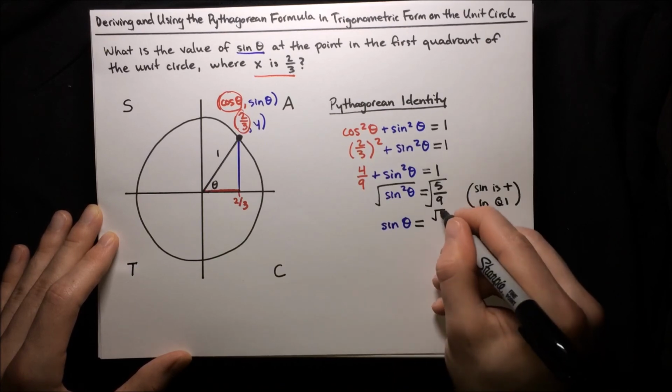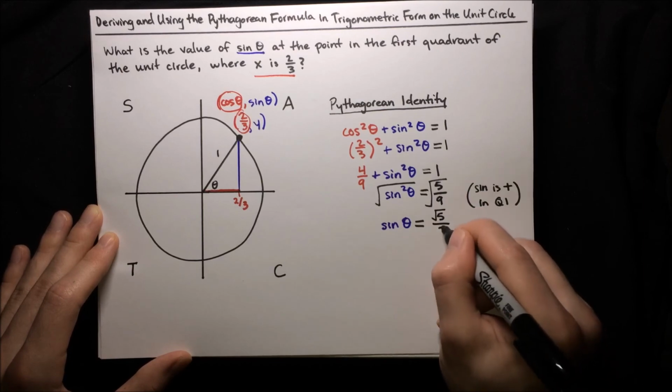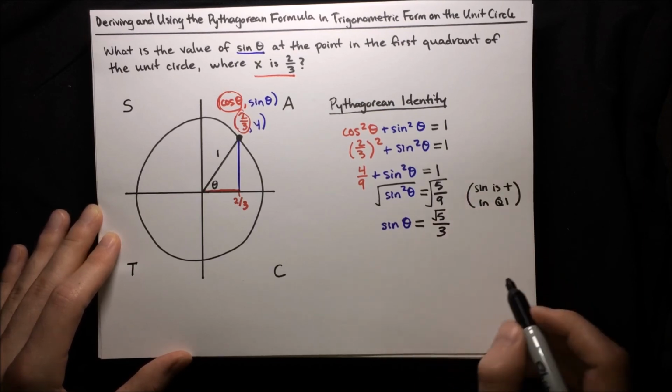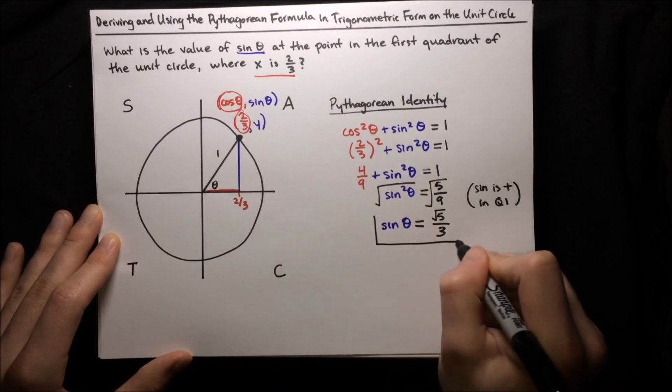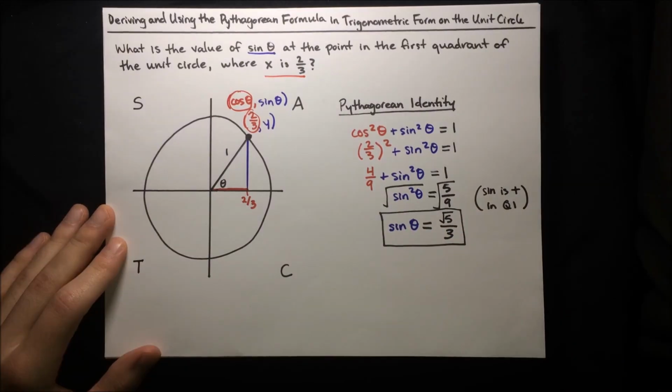So that's just root 5, and then root 9 simplifies to 3. So we want positive root 5 over 3. And there is our value of sine theta. In the future, we'll also learn how to use the Pythagorean identity to compute values of trig functions in other quadrants of the unit circle.